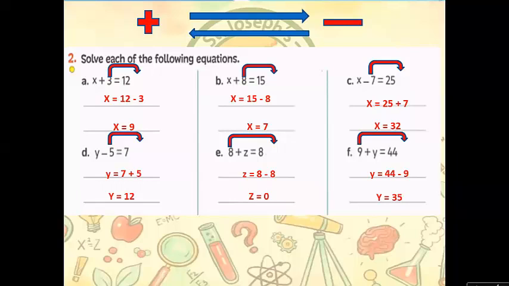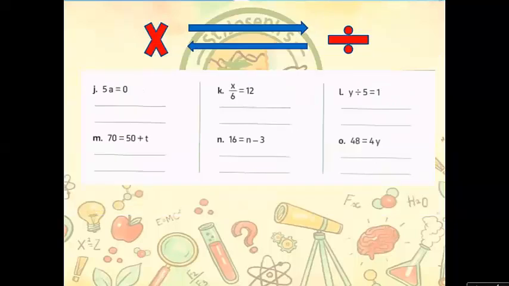Okay, let's take other examples to understand how to solve equations. If I have times, I convert it to divided, and if I have divided, I convert it to times, except in some conditions. Letter J, 5a equals 0. 5a means 5 times a. I can write it in this shape or as 5a. Both are correct. 5 times what equals 0? It's simple. So a equals 0.